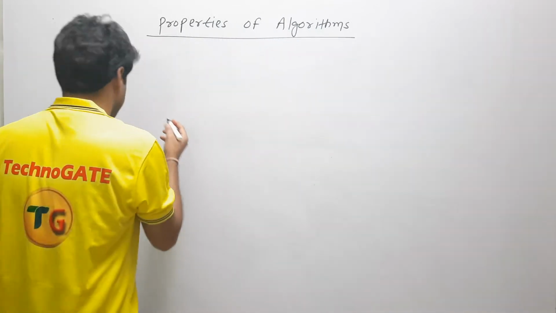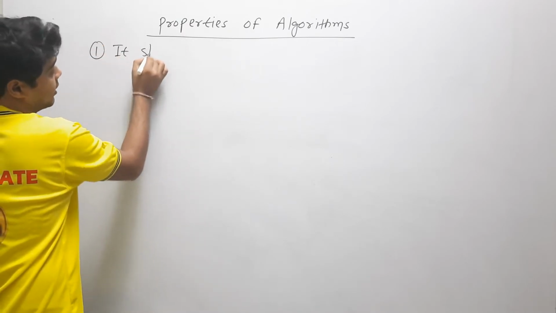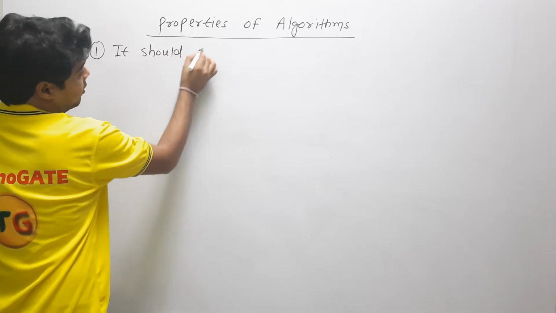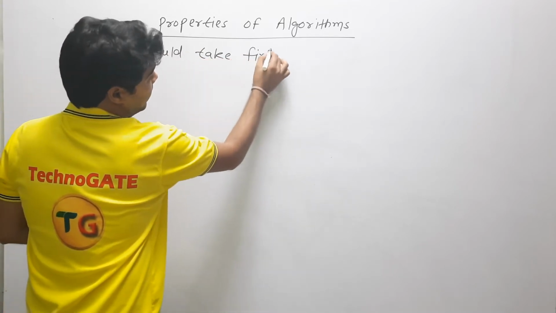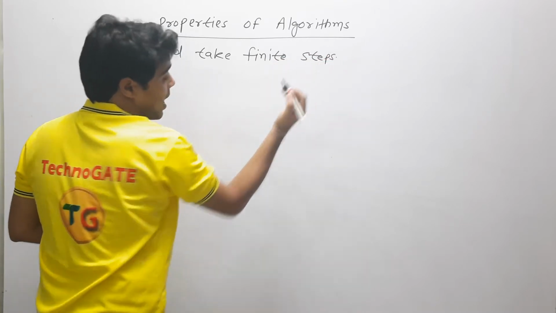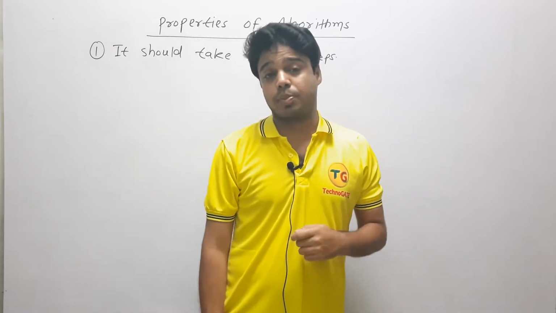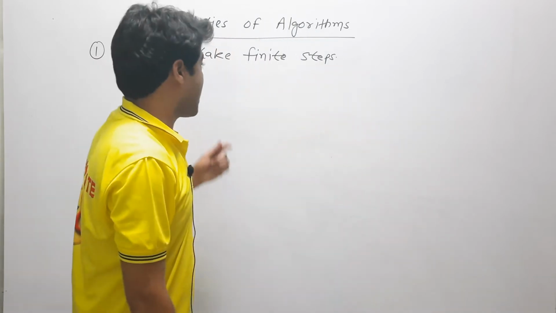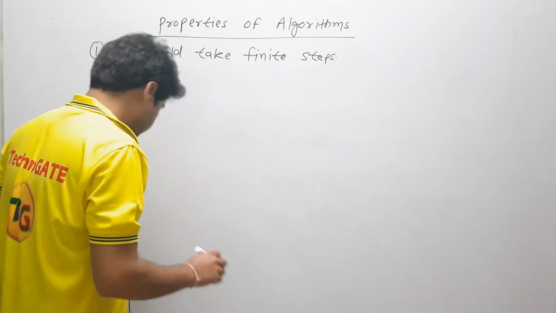So the first property is what here? It should take finite time or finite steps. We can say finite steps. So every algorithm must finish in a finite number of steps. This is the first important property. So an algorithm exists only for a finite program, not an infinite program.